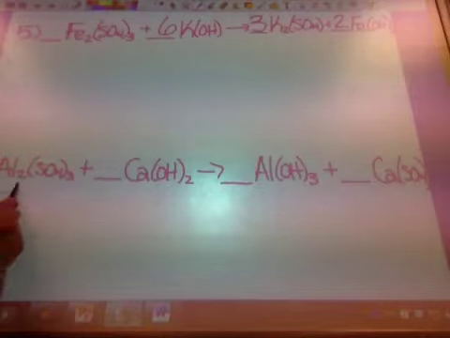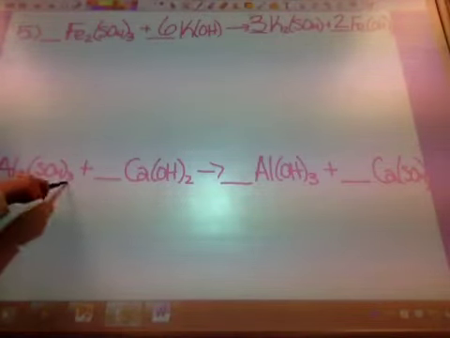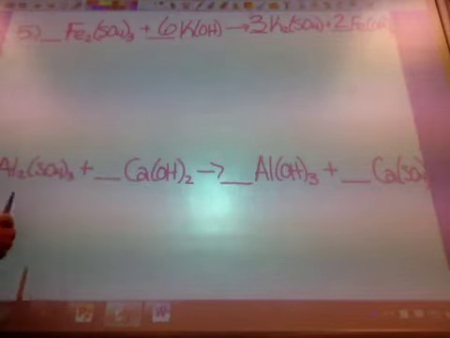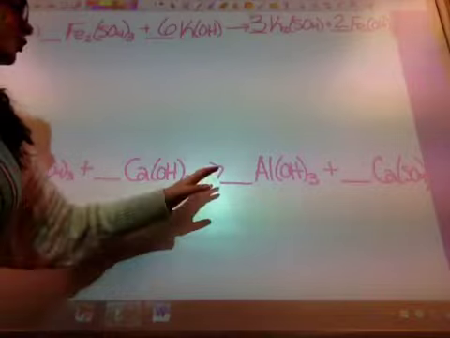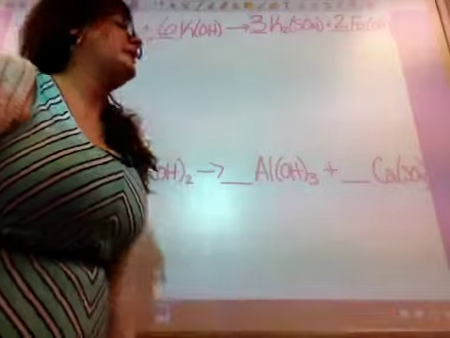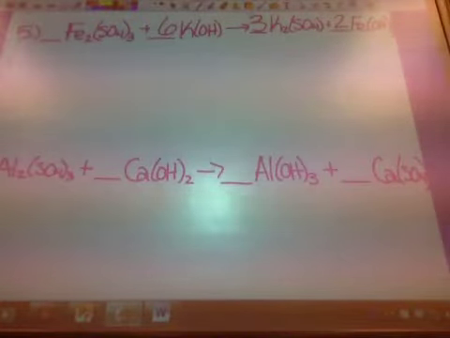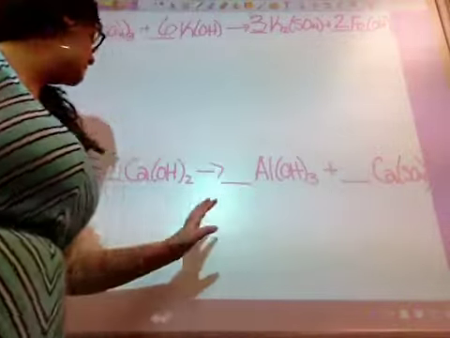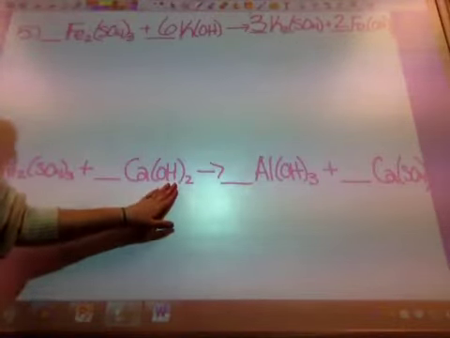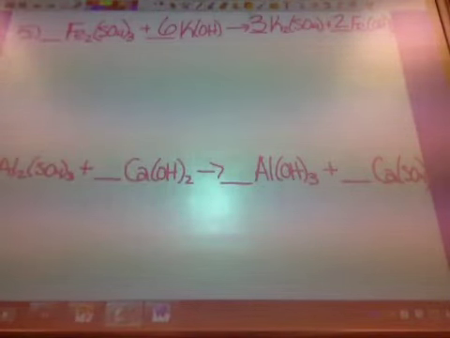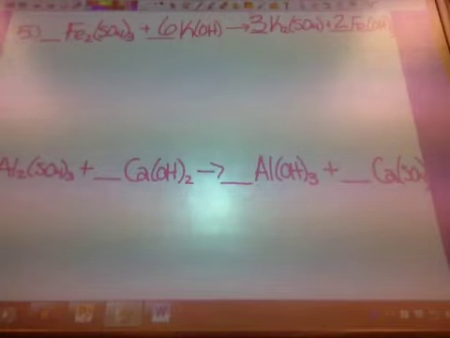I have aluminum sulfate, so I have Al2(SO4)3, and that's reacting with calcium hydroxide, Ca(OH)2, and that will produce aluminum hydroxide, Al(OH)3, and calcium sulfate, CaSO4. Okay, again, I see sulfates on this side, and I see it as a unit here on this side. I see hydroxide as a polyatomic ion on this side, and I also see it here on this side. So my goal is to try to balance out these polyatomics first. It's just easier to balance out these polyatomics.